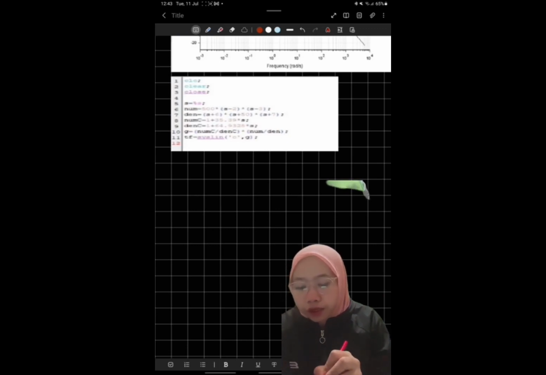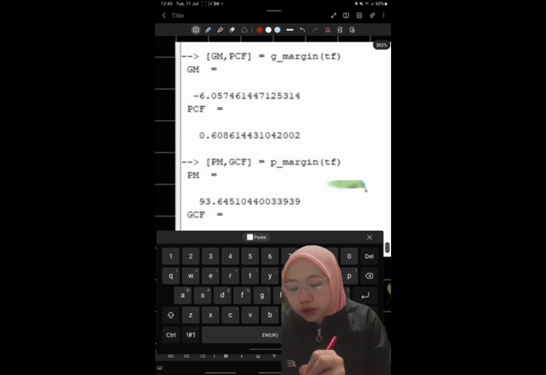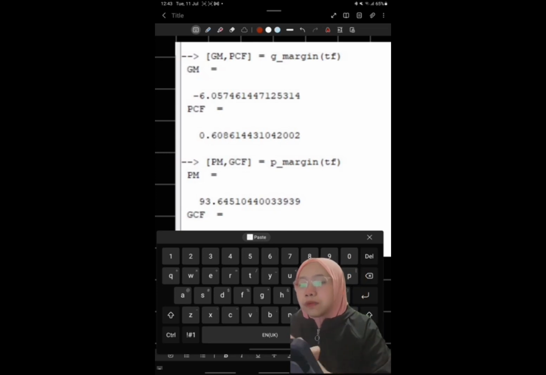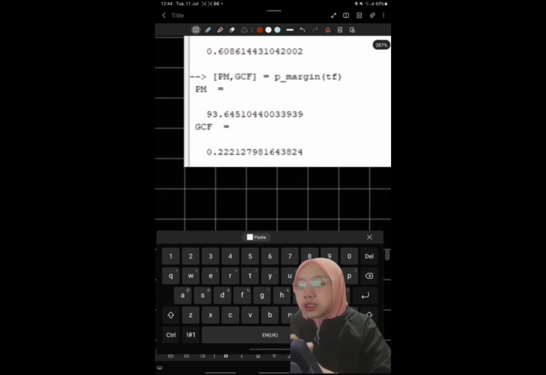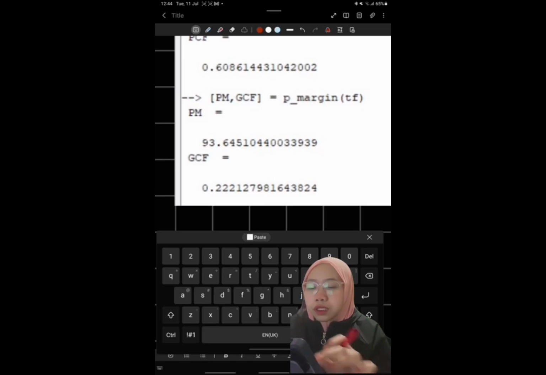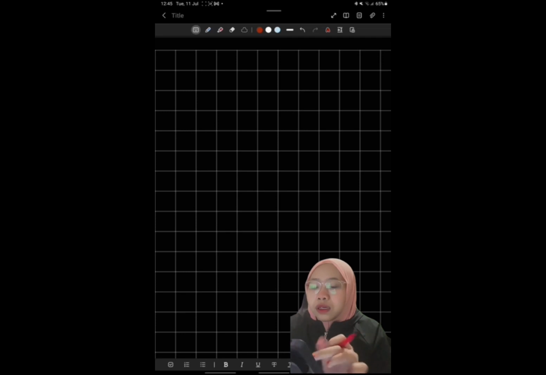After running, we have to write this sentence. First, GM, PCF equal to g_margin of the transfer function, and the answer of GM is negative 6.0574. After that, we can get PCF, which is 0.60614. And for p_margin of the transfer function, the PM is 93.64510. Then the GCF is 0.2221279. Run the response to get the graph.